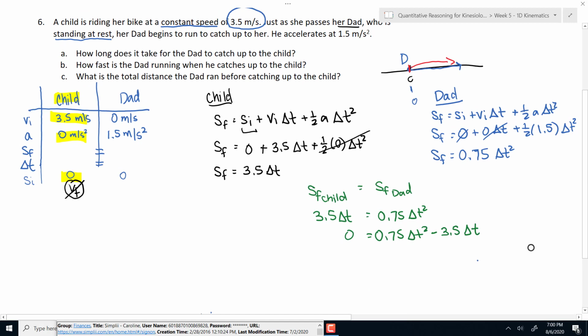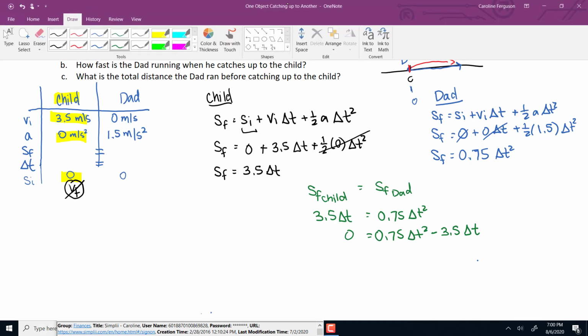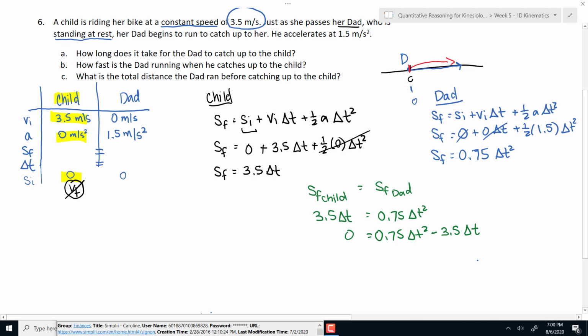Okay, so we're trying to solve for delta t here. Notice that delta t is squared and not squared. There's two ways to solve for this. We could factor the delta t out and then solve, or we could use the quadratic formula. So we're going to use the quadratic formula because we have a quadratic here where the biggest exponent is 2.